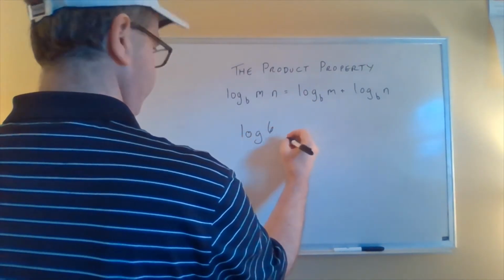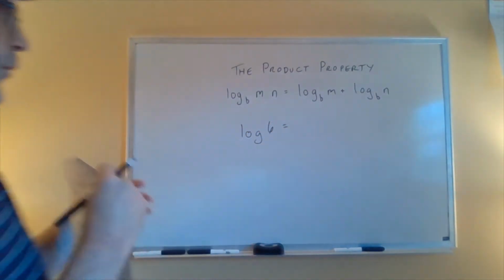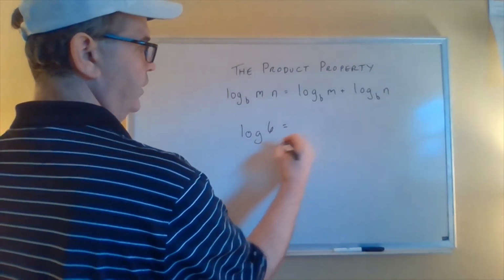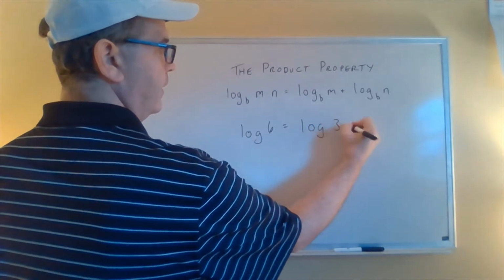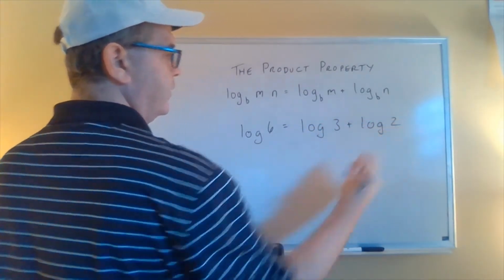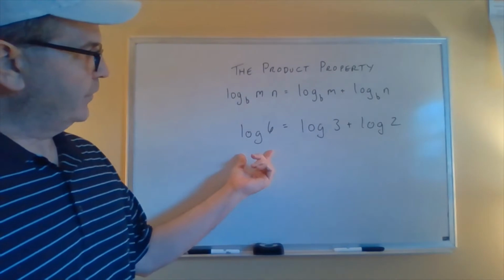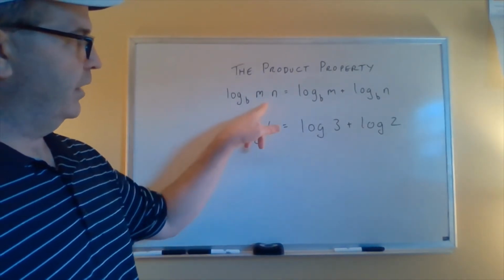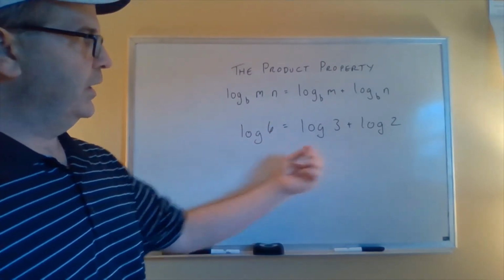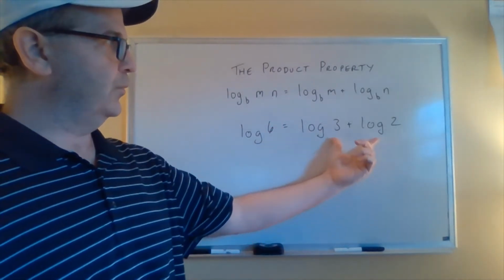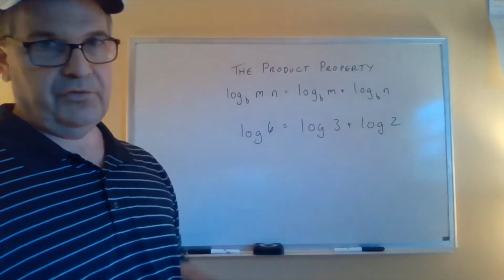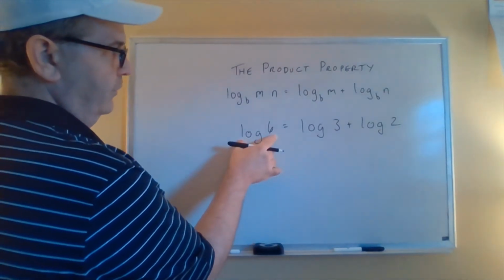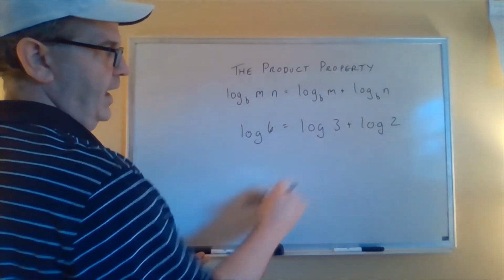If we had log of 6, and we were asked to expand that into two different logs, we could look at it this way. We could take log of 6, and we could think of that as 3 times 2. So that would be our m times n, 3 times 2. And we could split that apart into two separate logs with the same base, log of 3 plus the log of 2. So that's how we could split it apart. We would figure out the different multiples of this and then add those together.